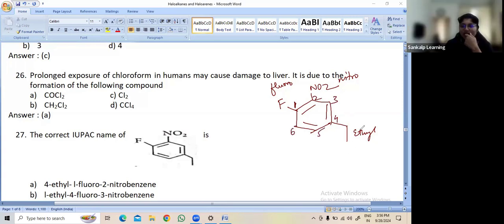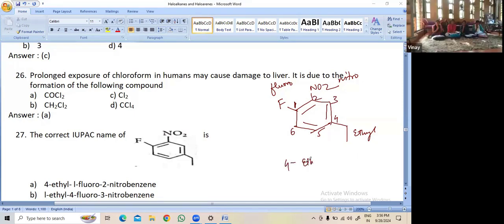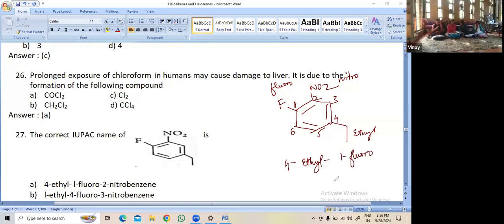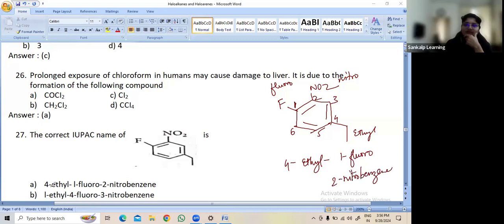Now you can give alphabetical order. So first will be ethyl, then fluoro, then nitro, benzene. So it is 4-ethyl, 1-fluoro, 2-nitrobenzene. Yes, so option A is the answer.